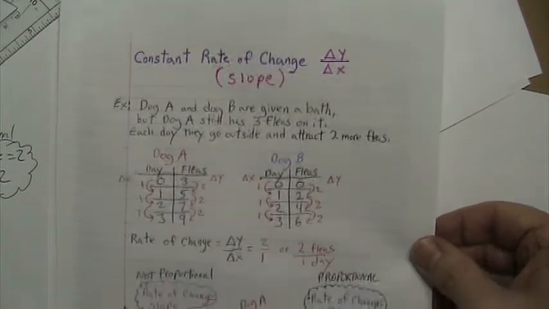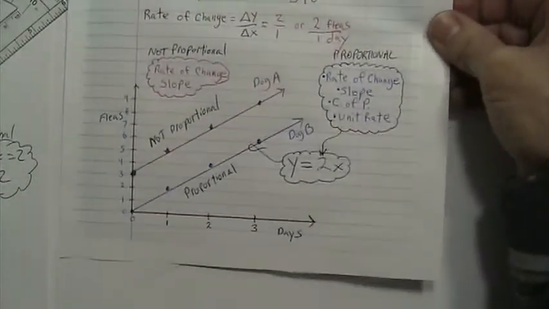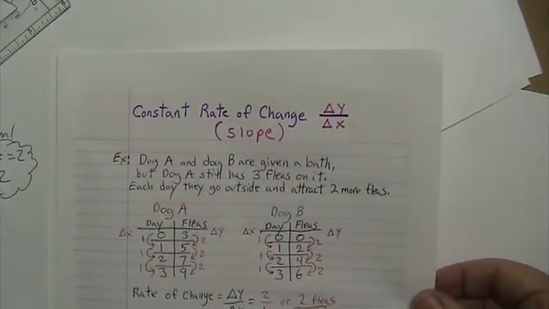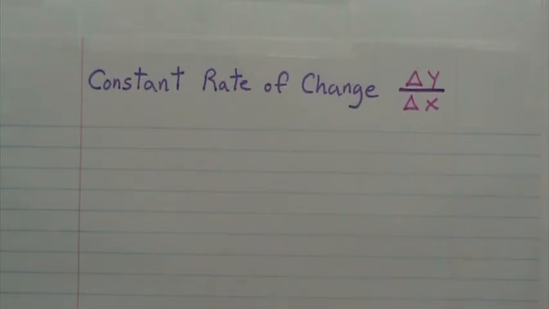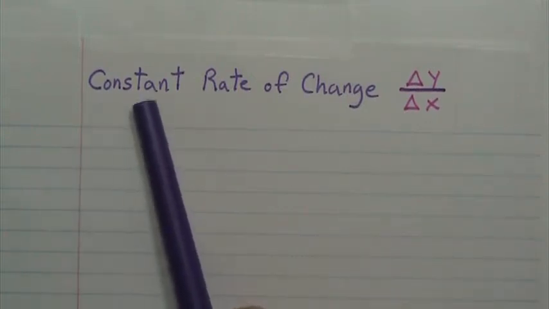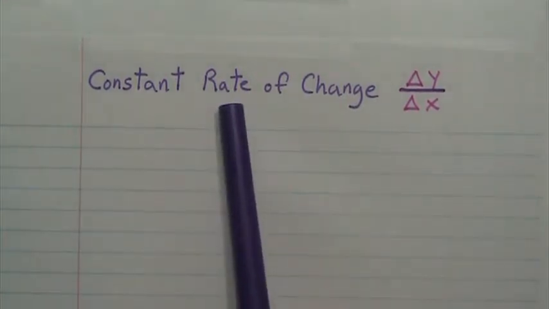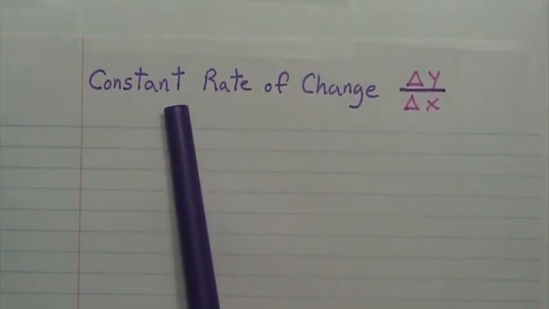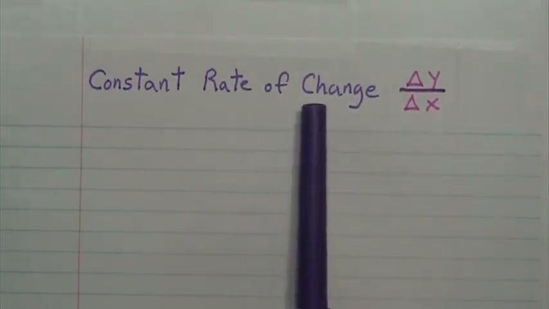Okay, when we're done with the notes, they're going to look like this. You might have to use 2 pages. So the title is Constant Rate of Change. Constant, meaning it stays the same. Rate of change.